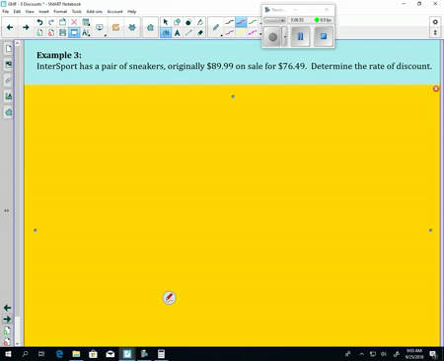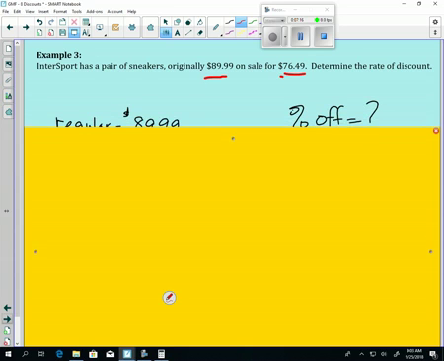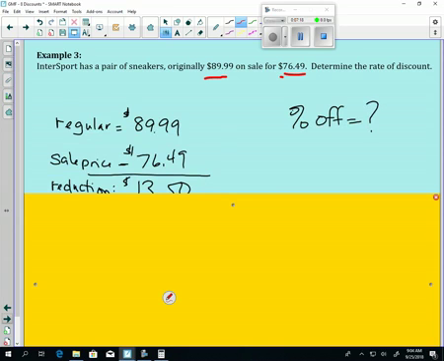Third example, you want to buy a pair of sneakers. Originally they were $89.99. They're on sale for $76.49. What is the rate of discount? What is the first thing you have to do? You have to find the difference between the original price and the sale price. What's the difference between the original and the sale? So we have to subtract it. Regular price, sale price, subtract it, means we're saving $13.50.